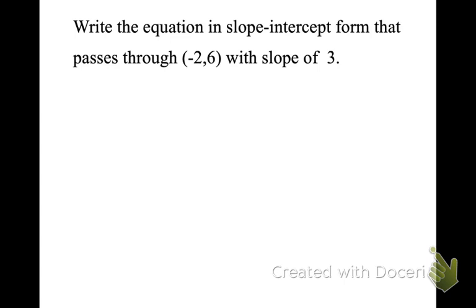So now here's really what we're going to be doing tonight. Write the equation in slope intercept form that passes through. So they want it in slope intercept form. They're not telling you to use point slope, but they're giving us a point and a slope, so we use point slope. That's what they're doing.